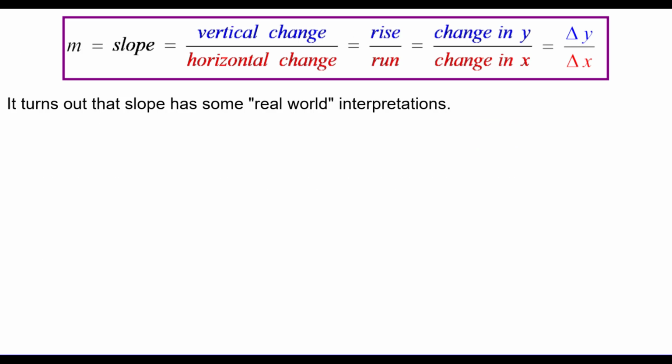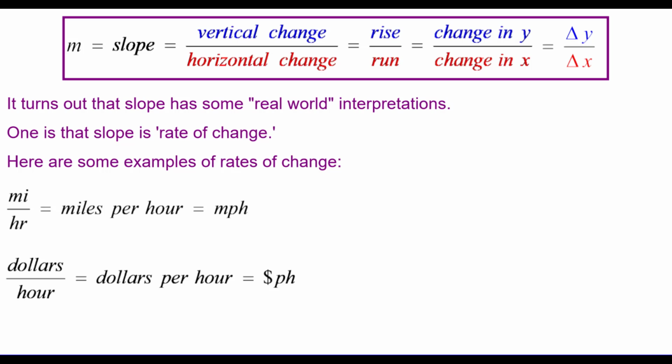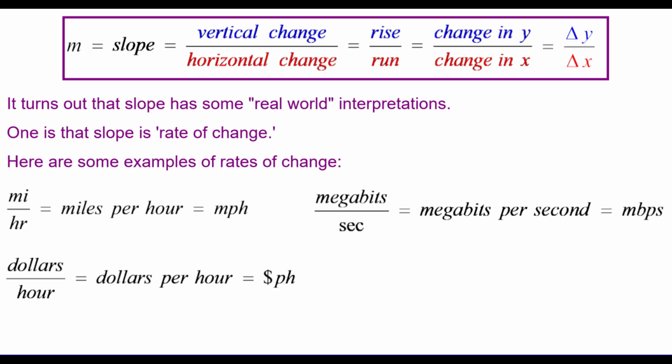It turns out that slope has some real-world interpretations. One is that slope is rate of change. And here are some examples of what we mean by rates of change. Miles per hour is a rate of change, miles per hour. Dollars per hour, for those of you who have a job, would understand that. Megabits per second.